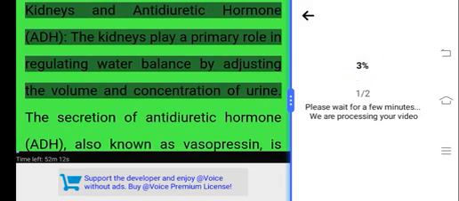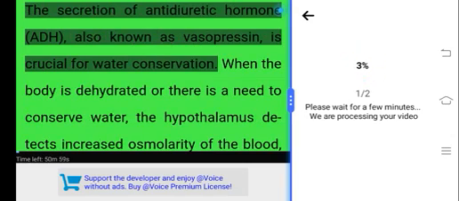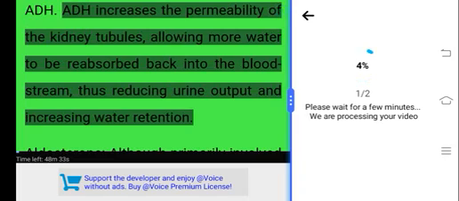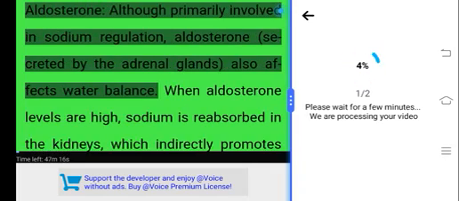The kidneys play a primary role in regulating water balance by adjusting the volume and concentration of urine. The secretion of antidiuretic hormone, ADH, also known as vasopressin, is crucial for water conservation. When the body is dehydrated or there is a need to conserve water, the hypothalamus detects increased osmolarity of the blood, signaling the pituitary gland to release ADH. ADH increases the permeability of the kidney tubules, allowing more water to be reabsorbed back into the bloodstream, thus reducing urine output and increasing water retention.